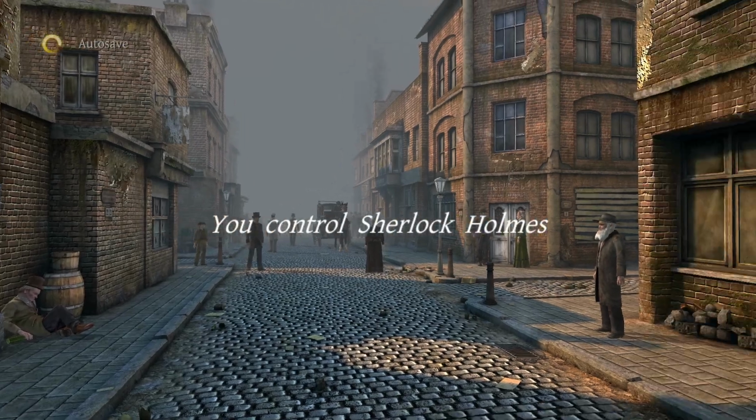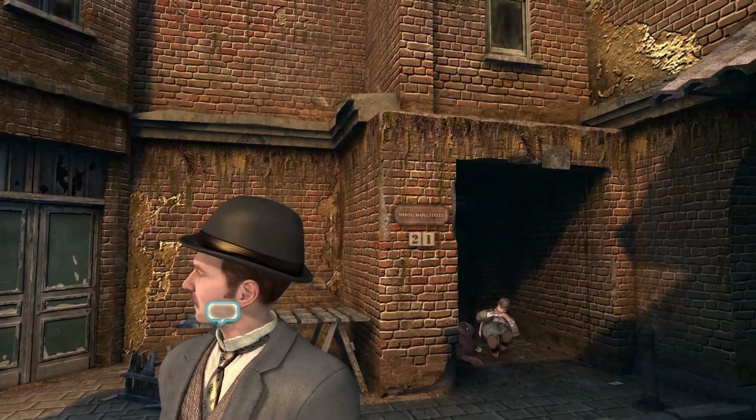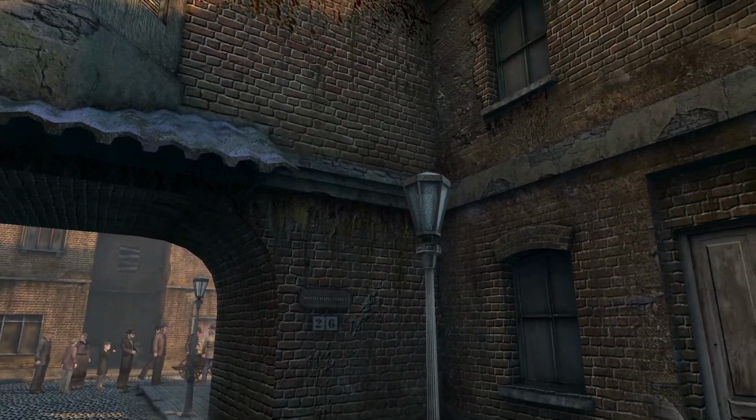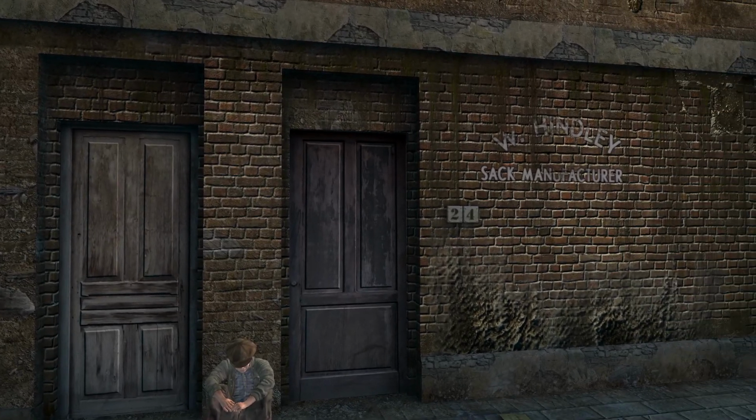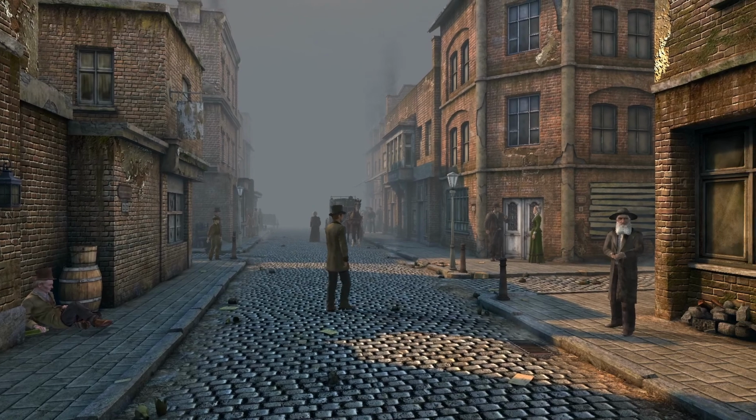Okay. This looks mighty familiar. We have been here earlier. And then we were trying to hunt Jack the Ripper. Yes, definitely a familiar place.